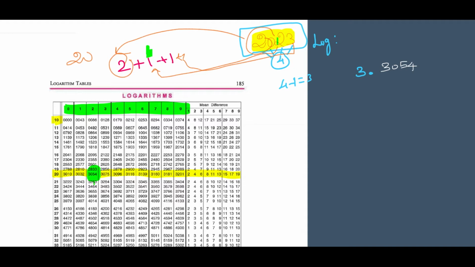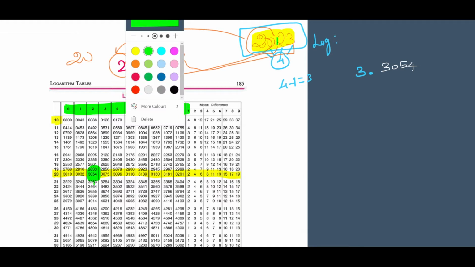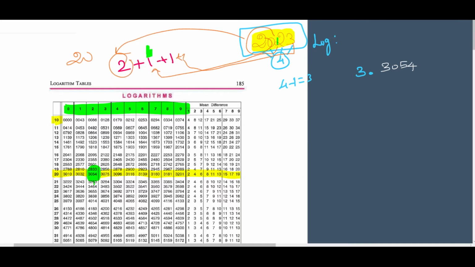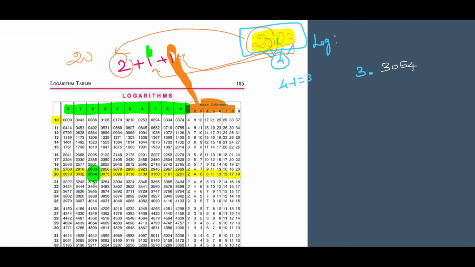Okay. So next we have to follow the other pattern, which is 1. This indicates the mean difference. Clear? So what is my mean difference value here? Number 3 is here. Clear? So where is 3? This is my 3. So here the number 6 is there.